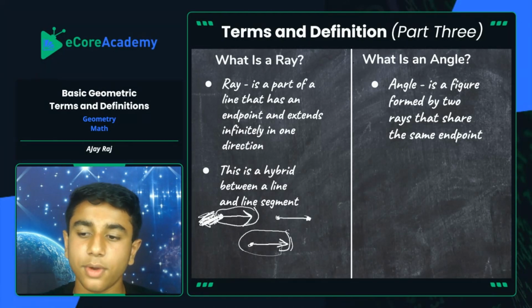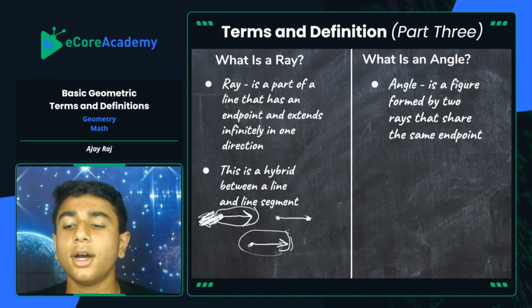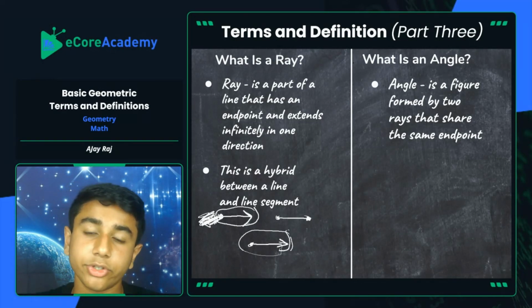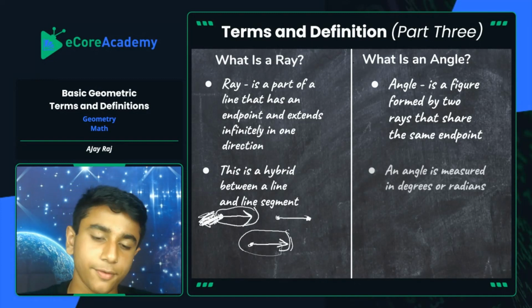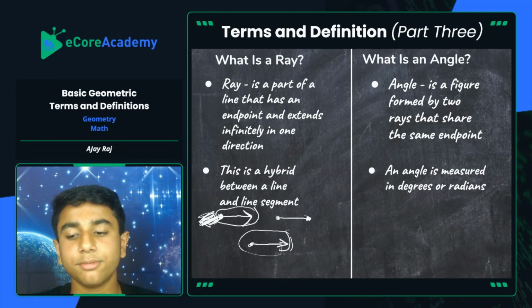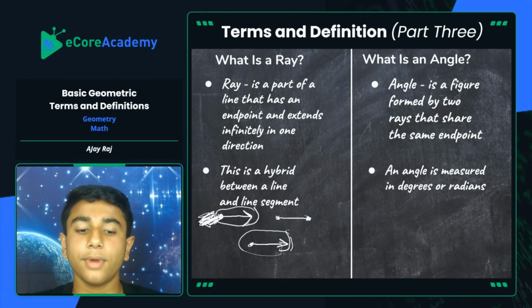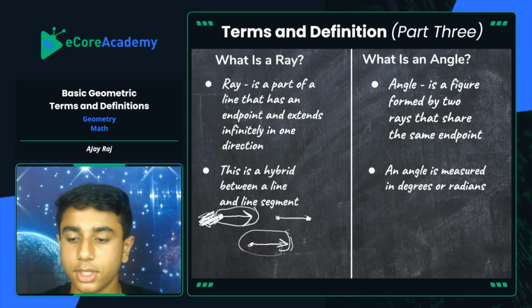So if we're given two rays and they intersect at one similar point, there's a little figure that I'm going to show you. It's an arc that's formed, and that's called your angle. And an angle is, I'm sure you've heard of it. It's very hard to explain if you haven't come across it, but an angle is merely measured in degrees or radians when two rays intersect, and I'm going to show you what that looks like.